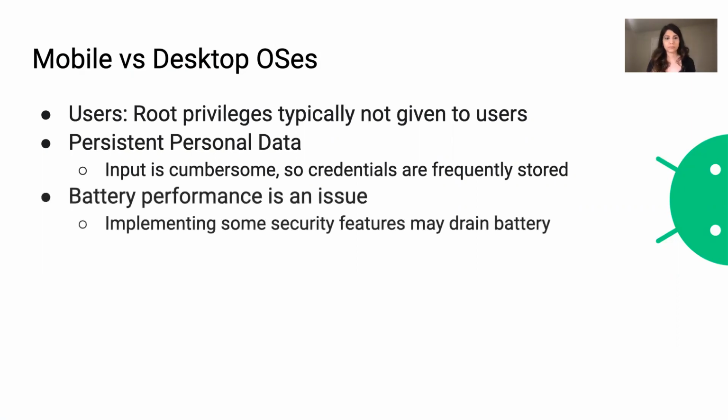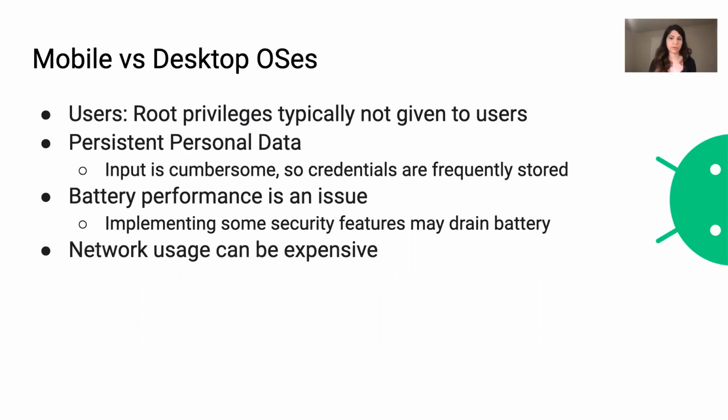And complicated security features can drain the battery, so you want to avoid doing that. And network usage can be expensive. Some specific operations like sending an SMS or accessing the 3G or the 4G network will consume data and cost money.